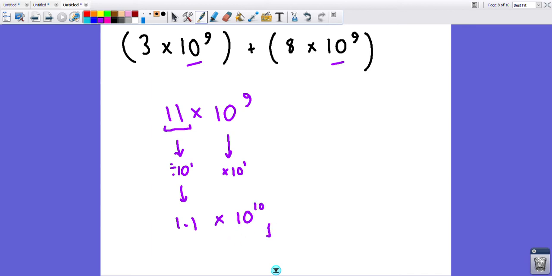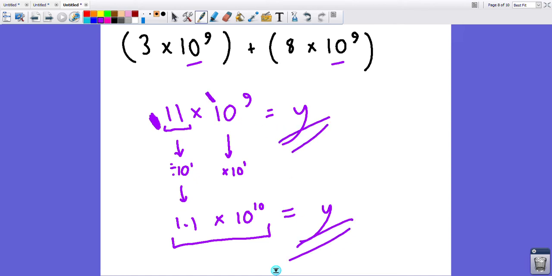So this is in standard form now, this is the answer, and hopefully you can see why the answer to this, whatever it is, let's call it y, would be equal to the answer to this. Let's call it y again. We divided this by 10 and we times this by 10, so the overall answer will be the same.